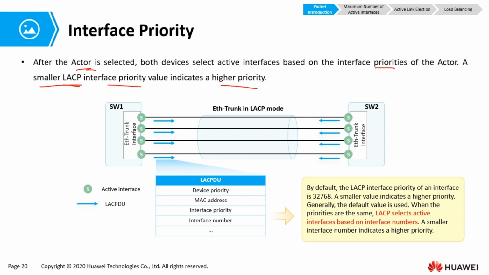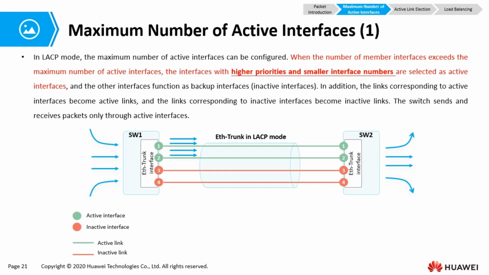So that means LACP will select the active interface based on the interface number. The smaller interface number has a higher priority to become an active interface. Now the maximum number of active interfaces: what if the number of member interfaces exceeds the maximum number of active interfaces? The interface with the higher priority and the smaller interface number will be selected as the active interface.